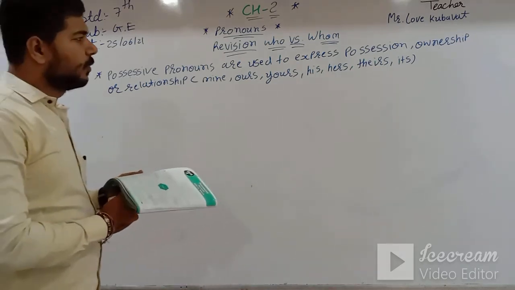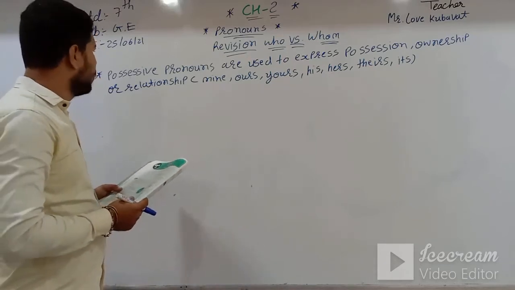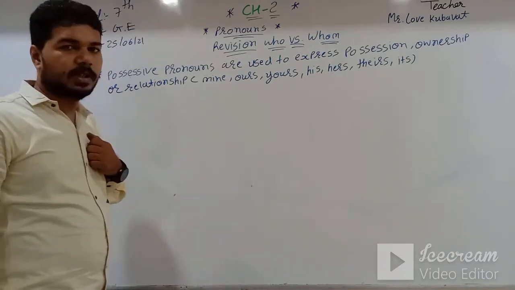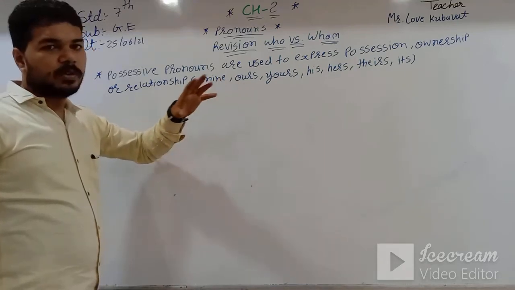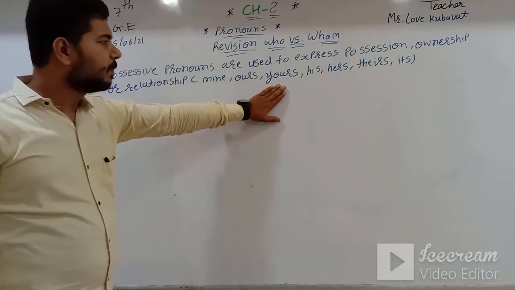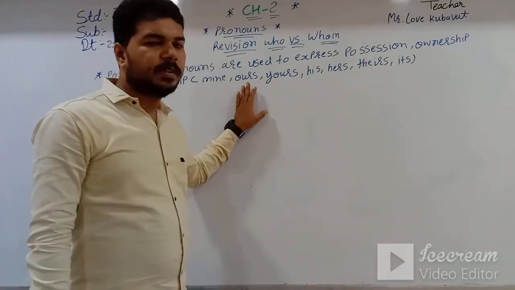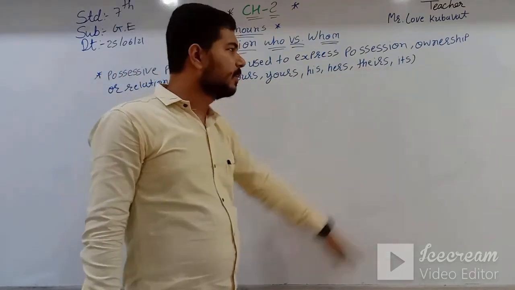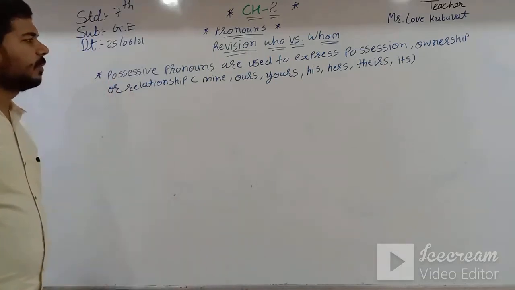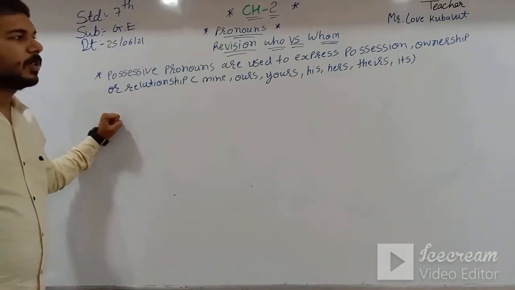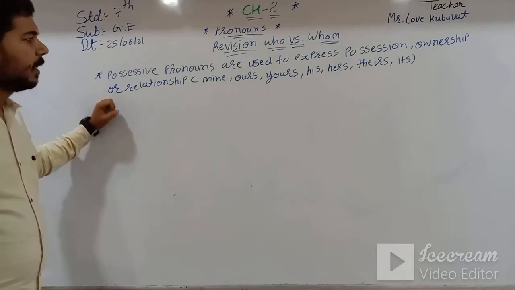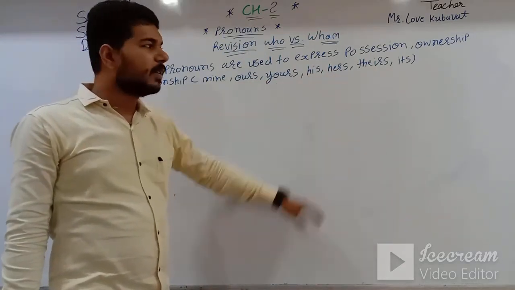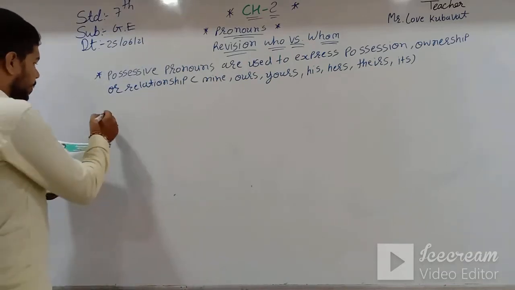Possessive pronouns are used to express possession, ownership, or relationship. This is my book means ownership. This is mine. This is your phone. This is our school. Yours, ours, his, hers, theirs, and its.